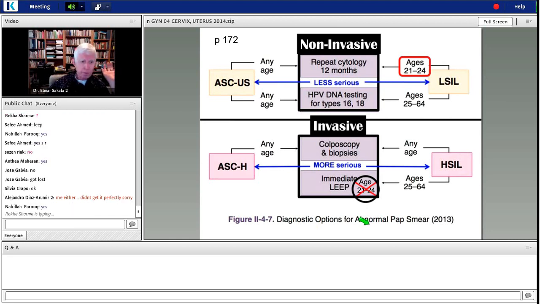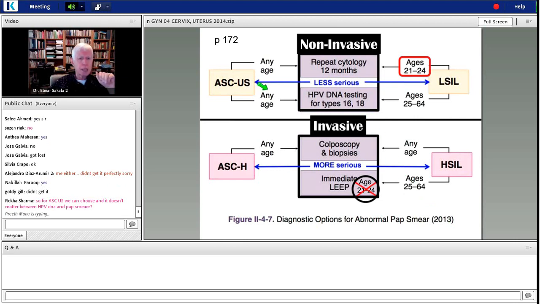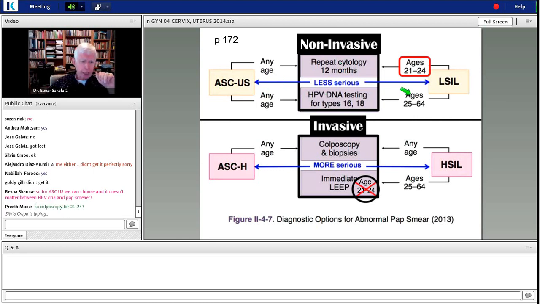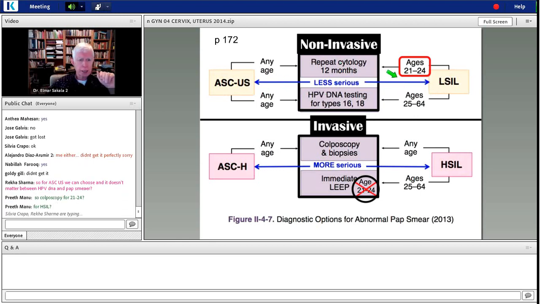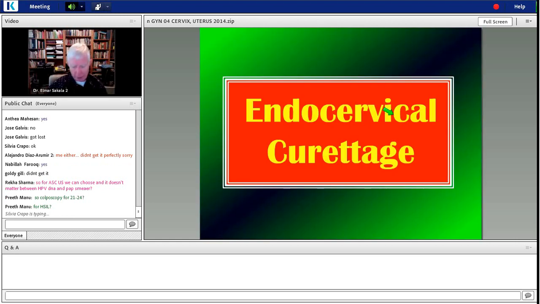Okay, some of this stuff can get pretty heavy duty and very complex and very detailed. If you just follow this on the exam, I think you will do okay. So less serious, ASC-US, LSIL. More serious, ASC-H, HSIL. At any age, for ASC-US, we can do either cytology or HPV DNA testing. But if she is LSIL and young, we'll go more to the repeat cytology and not to the HPV DNA testing. But if she's older, we'll do the HPV DNA testing.